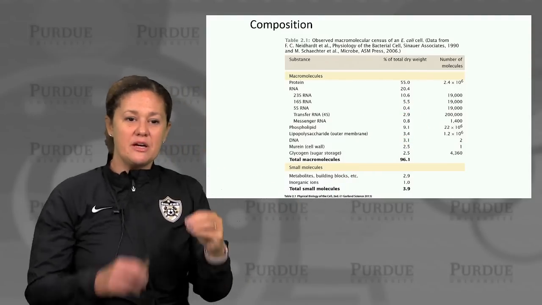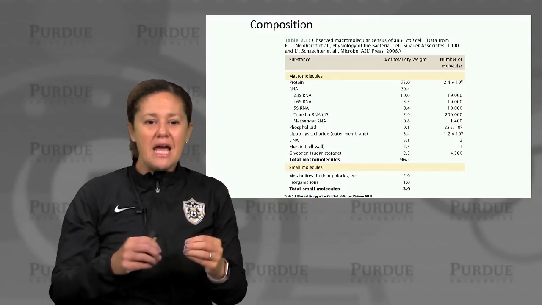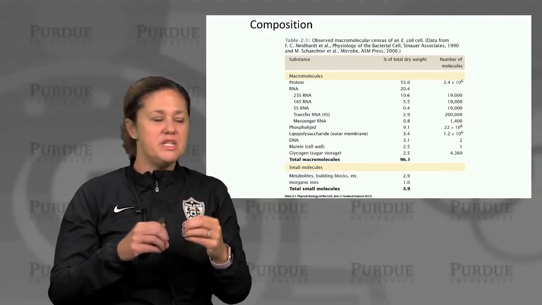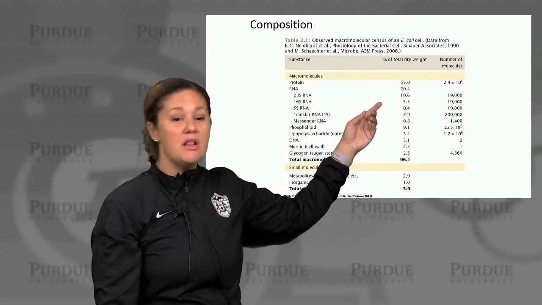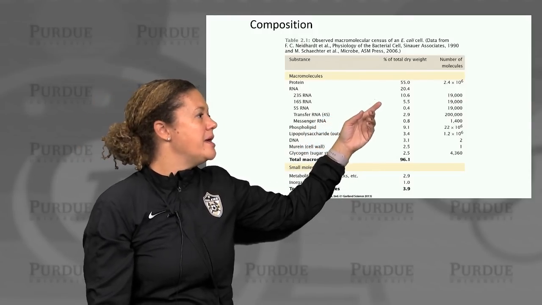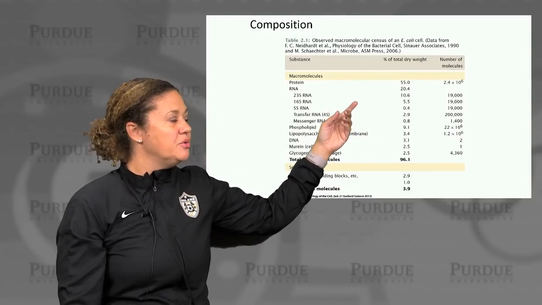So here we're talking about actual individual molecules of proteins, not different types of proteins, but how many molecules of protein are in that cell. So the next most abundant molecule type on a dry weight basis is RNA. So there's quite a bit of RNA molecules in the cell.